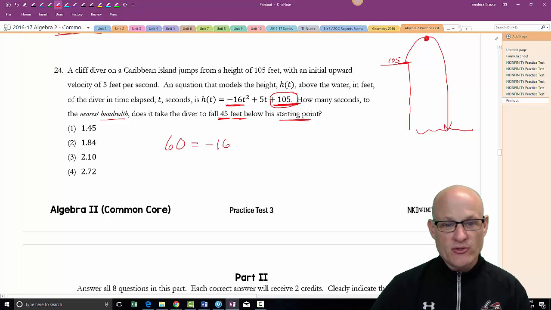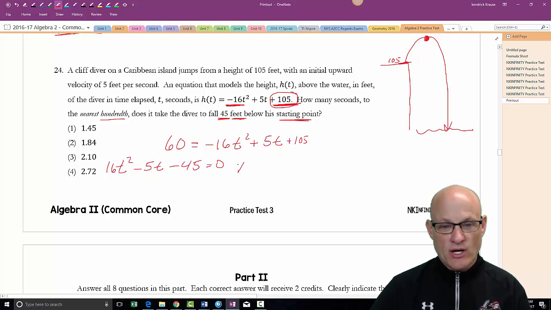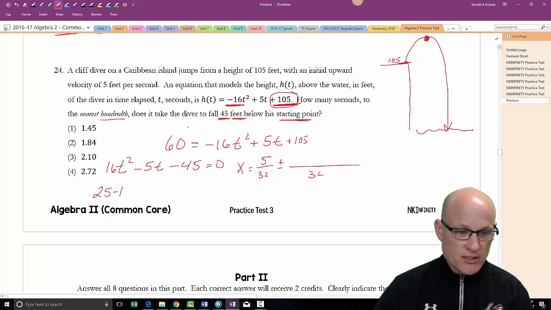Now there's an easy way to do this and a hard way. I'm going to show you the hard way, but I'll also show you the easy way. So let's do it the hard way. I don't like having negative t squared, so I'm going to move everything to the left side. So it's 16t squared minus 5t minus 45 equals 0. Now I'll solve that by using the quadratic formula. Negative b, 5, over 2a, 32, plus or minus the discriminant.